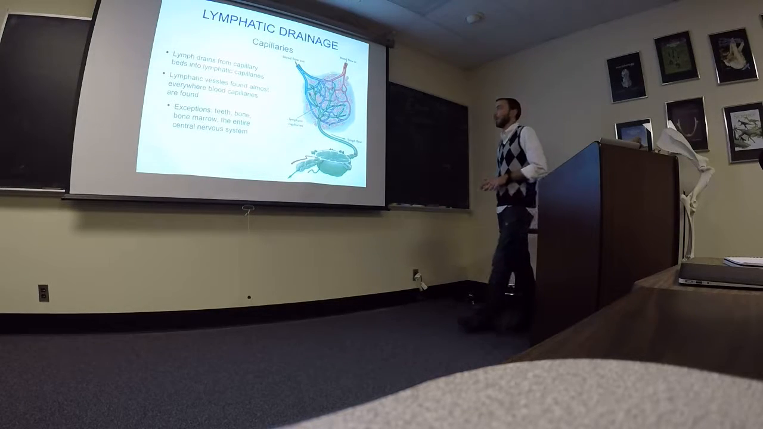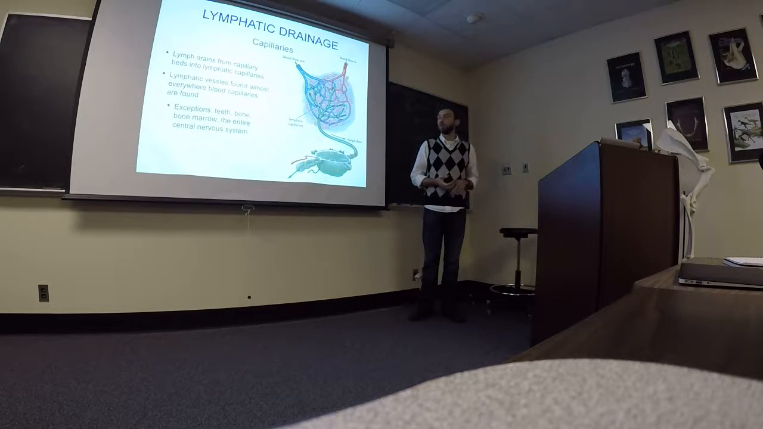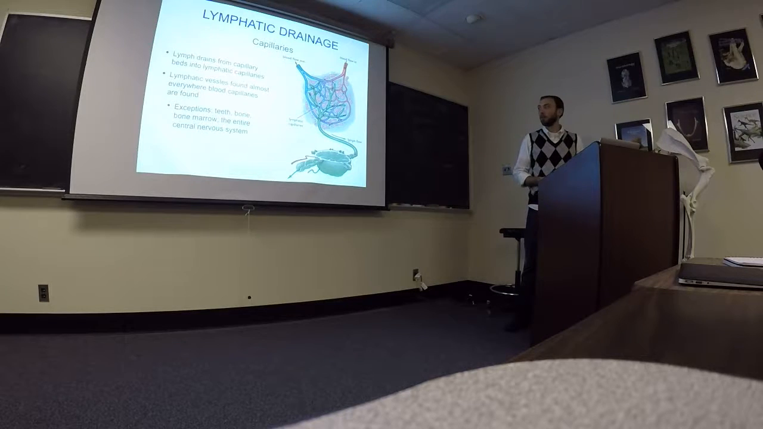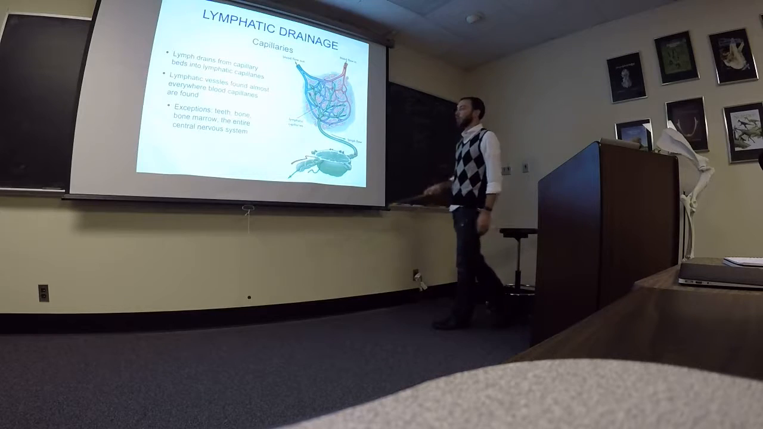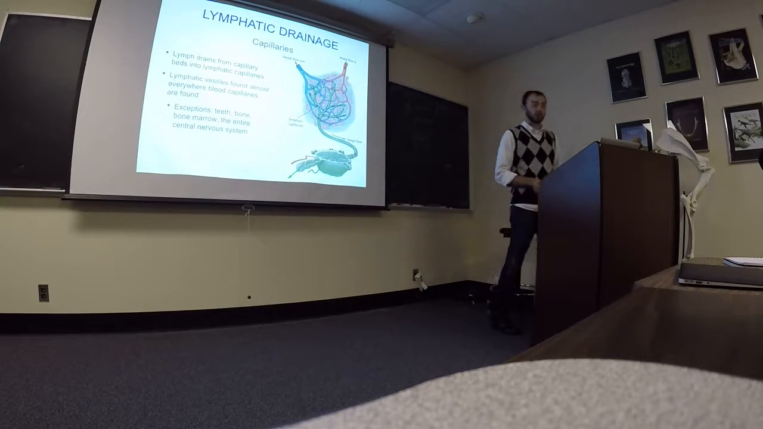We can find lymphatic capillaries pretty much anywhere that you find blood capillaries. There are a few particular regions where the lymphatic system does not deal with. One of these are teeth, also bone and bone marrow, as well as the entire central nervous system has its own sort of flushing system.